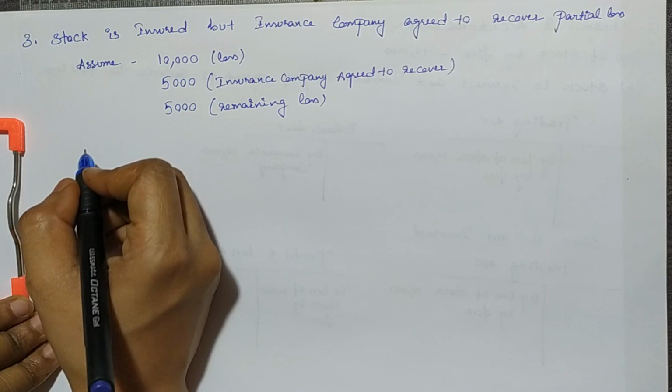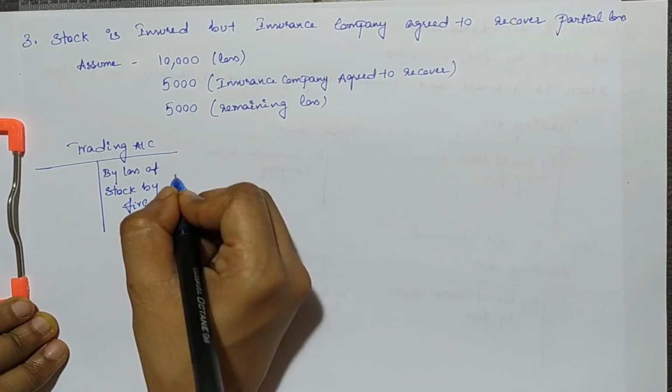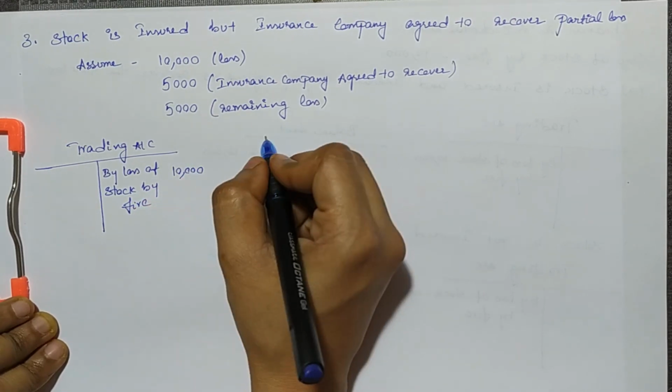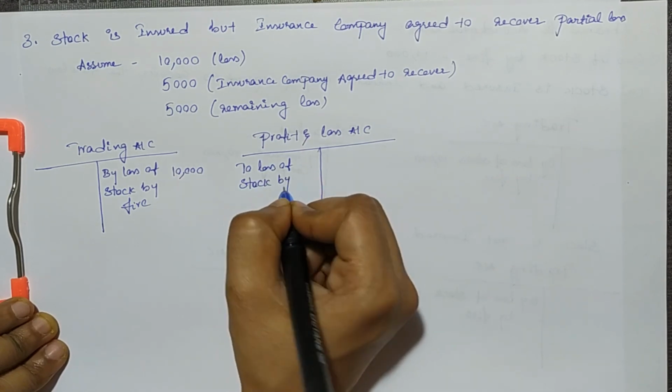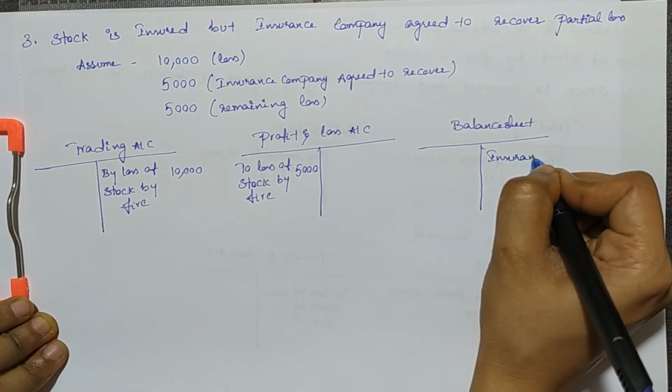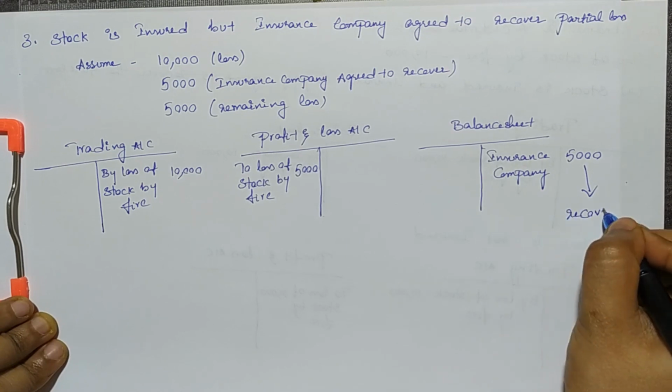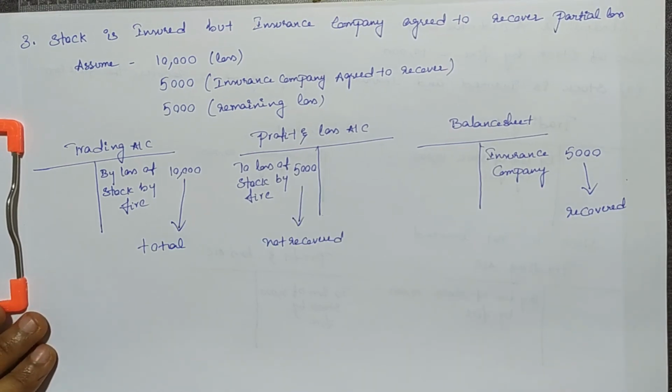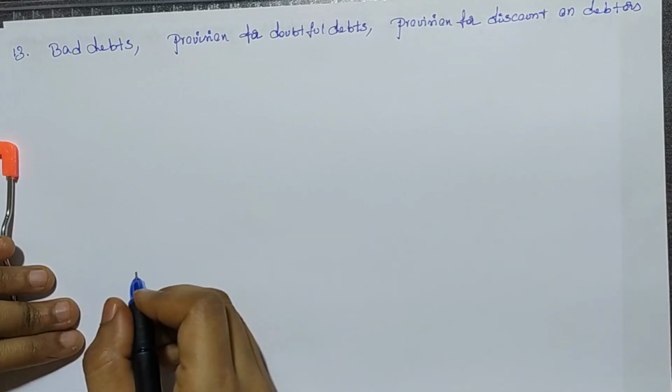So, the total loss amount we will mention on the credit side of the trading account as by loss of stock by fire. And the unrecovered amount, that is 5,000, we will mention on the debit side of the profit and loss account as to loss of stock by fire. And the recovered amount, we will mention on the asset side of the balance sheet as insurance company.